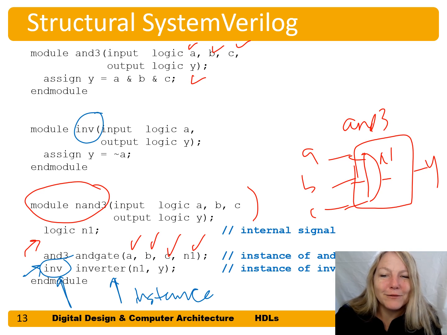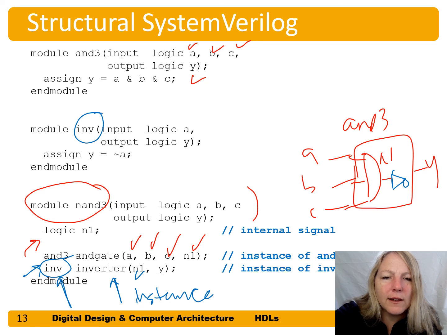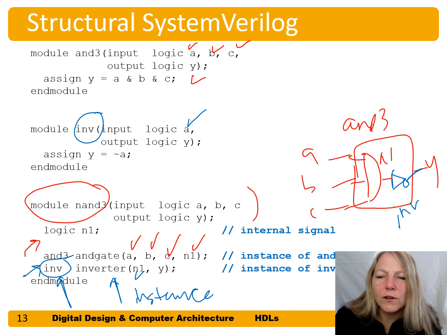Can't start with a number though. So then we have our inverter, and we instantiate that and connect the input to N1. So again, the same order. This input is N1, and then the output we connect to Y. This is our inverter module.